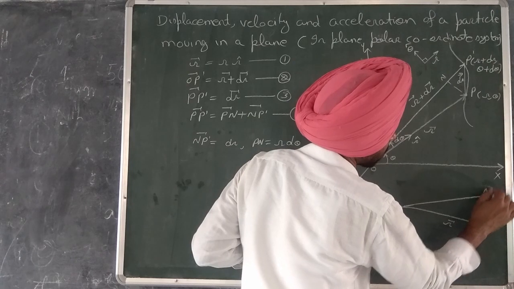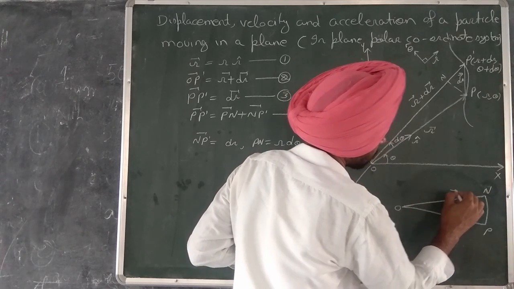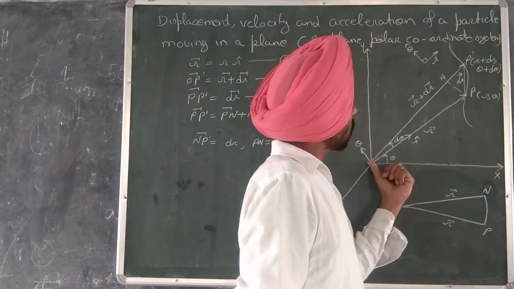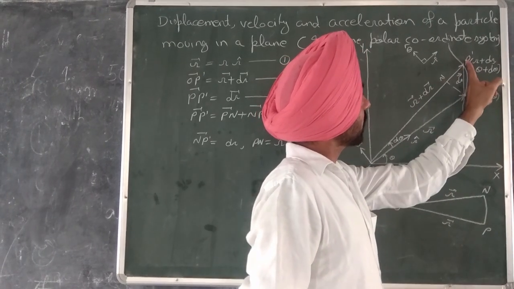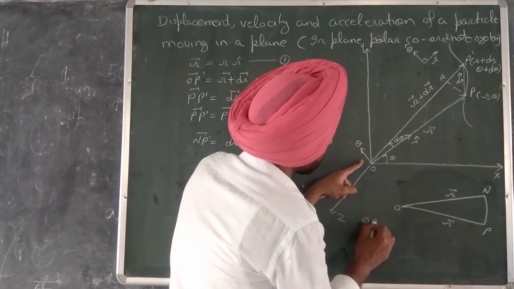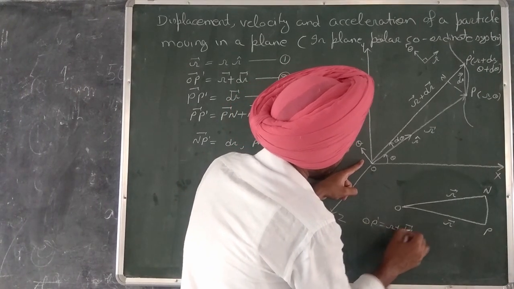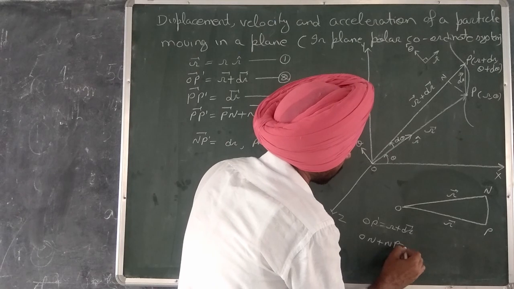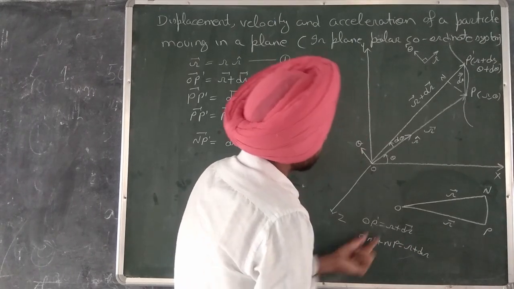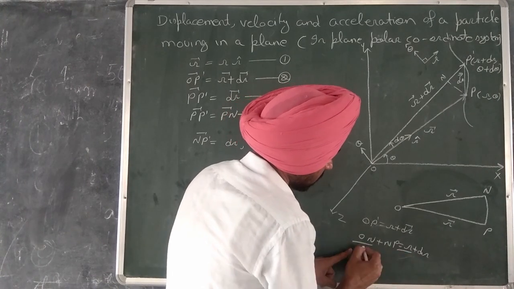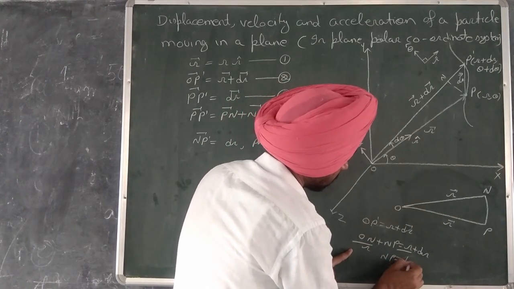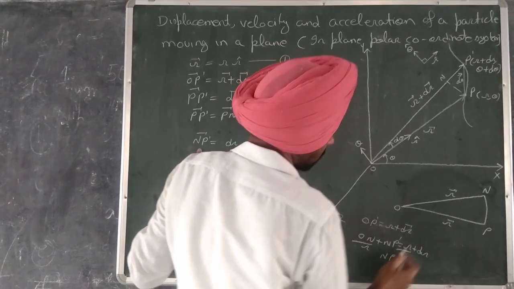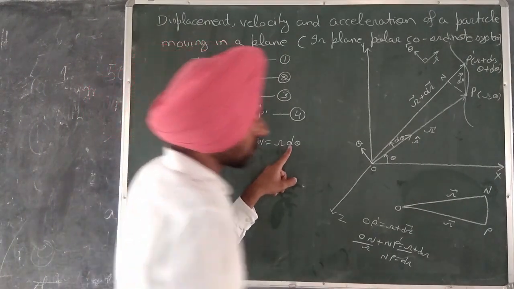So this ON equals r. This distance OP prime is r plus dr, and OP prime equals ON plus NP prime, which equals r plus dr. But ON is r, so from here NP prime equals dr. That's why I write NP prime equal to dr, and this PN equal to r d theta.